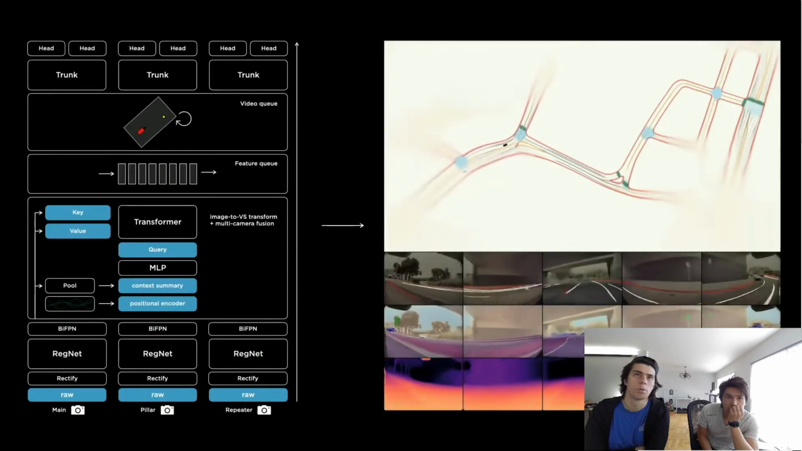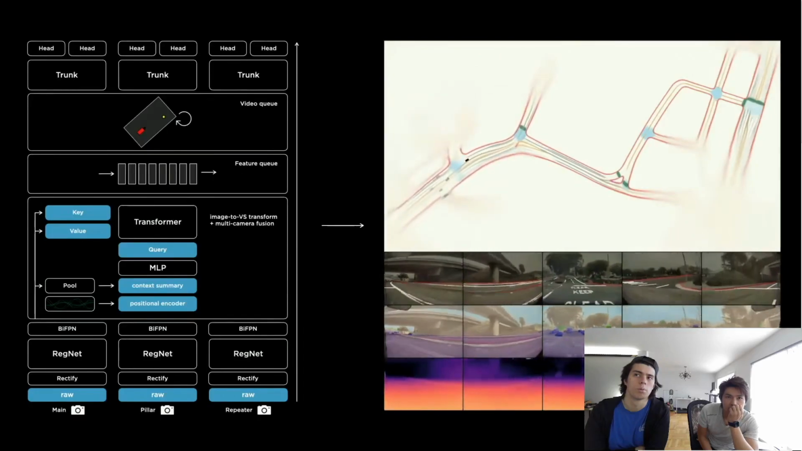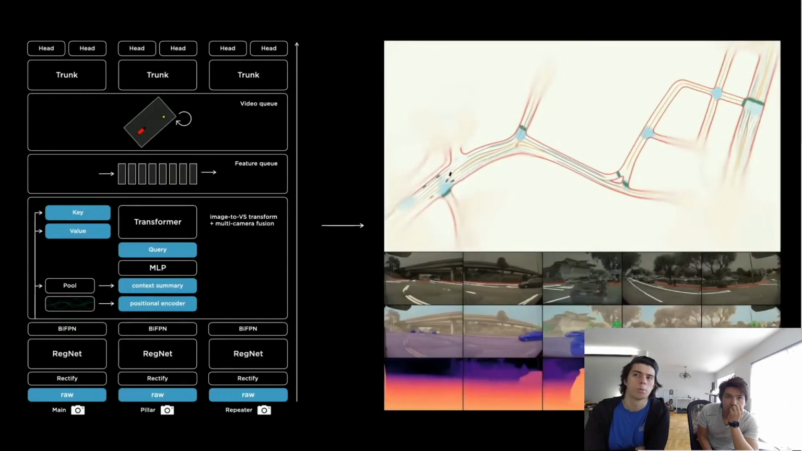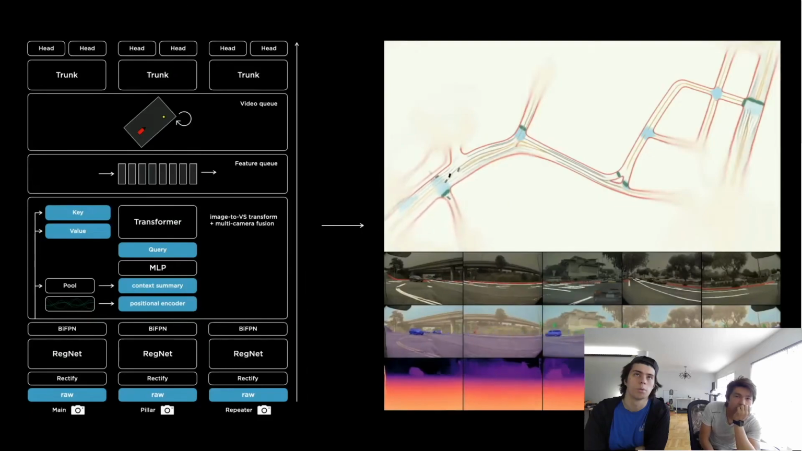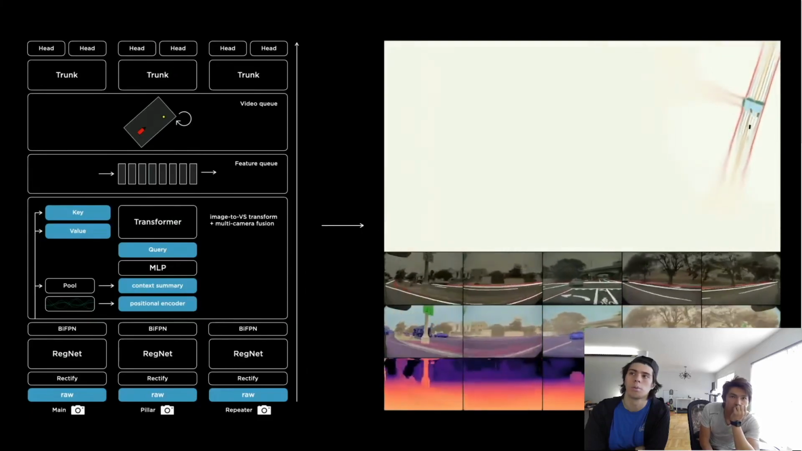This feeds into a feature queue in time or space that gets processed by a video module like the Spatial RNN, and then continues into the branching structure of the HydraNet with trunks and heads for all the different tasks. And so that's the architecture, roughly what it looks like today.